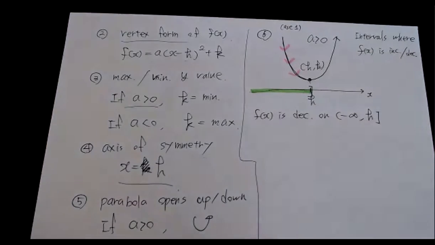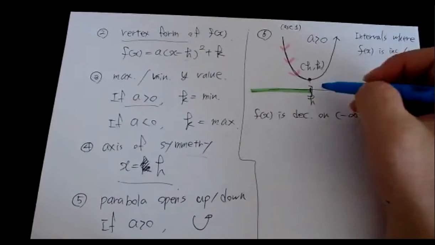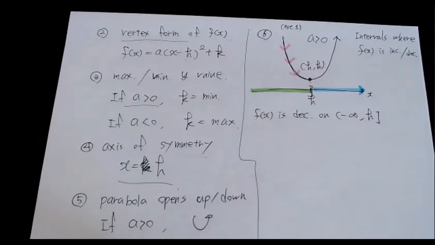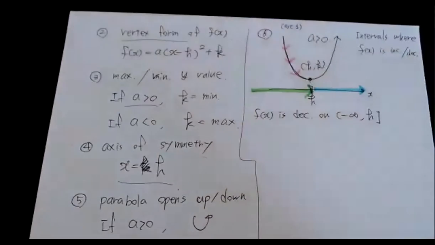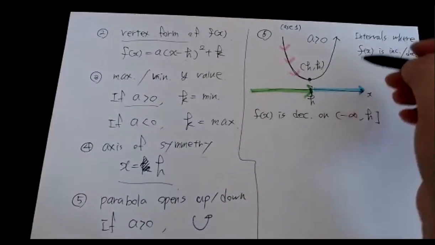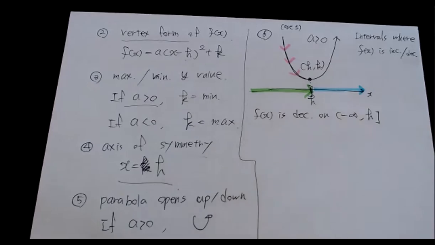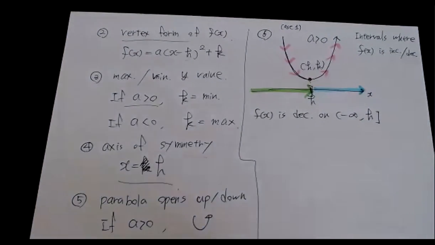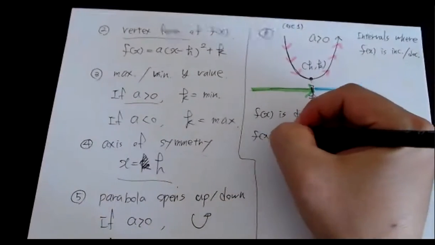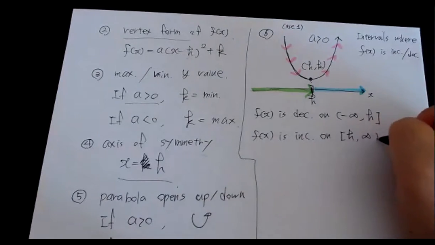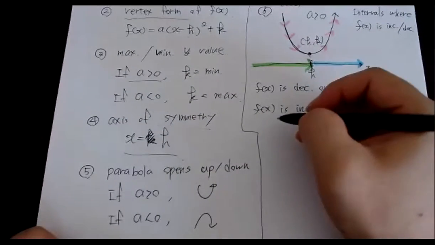What about the other side? As x is increasing from h to infinity, the graph goes up, right? It means the y value is increasing. So we can say f of x is increasing on h to infinity. Okay, so now, what about the other side?